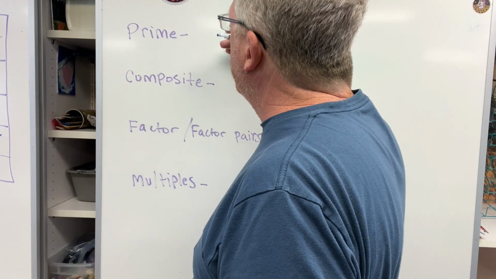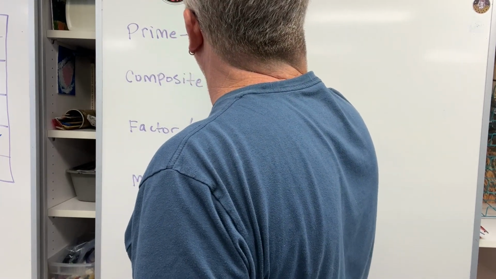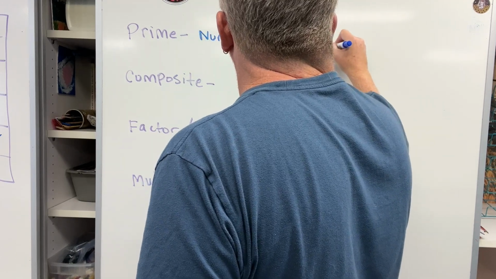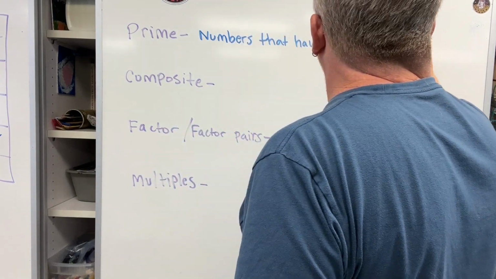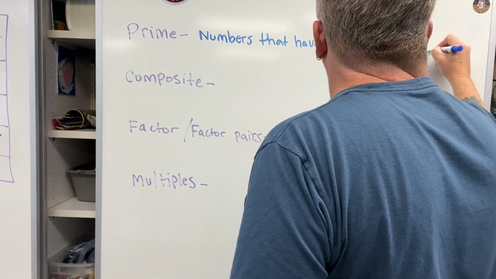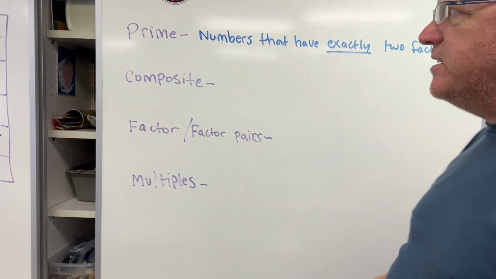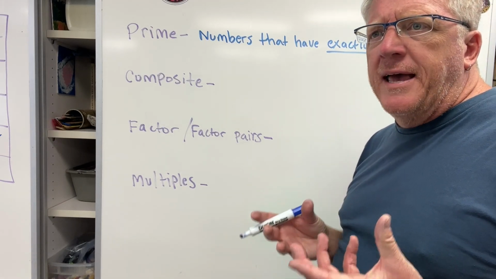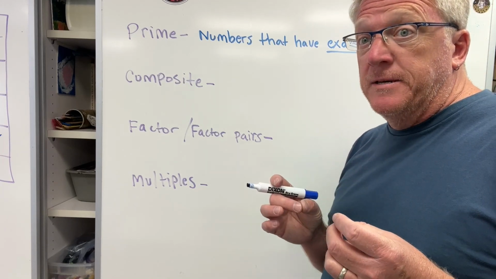So prime numbers are numbers that have exactly 2 factors, right? So what are factors? Factors are like those ingredients that when you're multiplying numbers together, those numbers that get multiplied are the factors, all right?